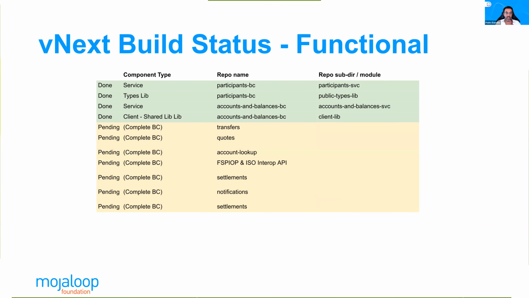So what we have is the participants bounded context service and the type sleeve, and we have the accounts and balances client, the service and the application. What we're missing is a lot. Obviously, we're missing transfers, quotes, account lookup, the interfaces, the FSOP, ISO, settlements, notifications. Settlements is there twice. I hope we don't have to implement settlements twice, or at least that Michael can help us.